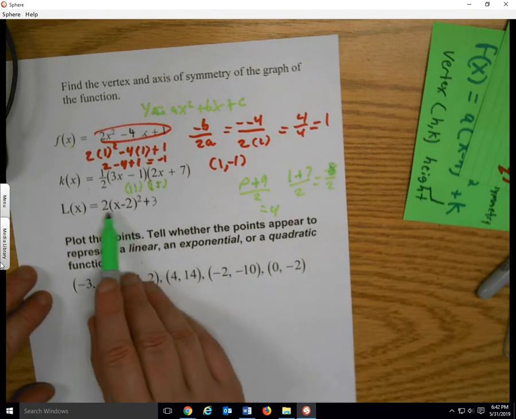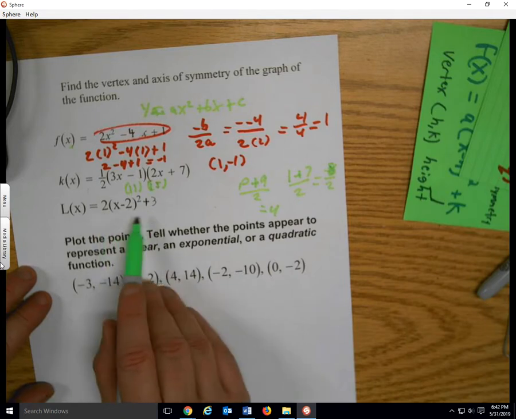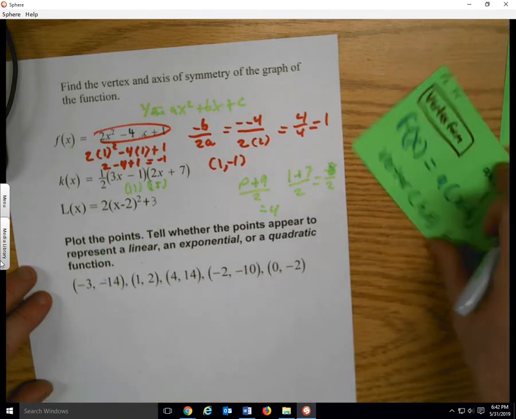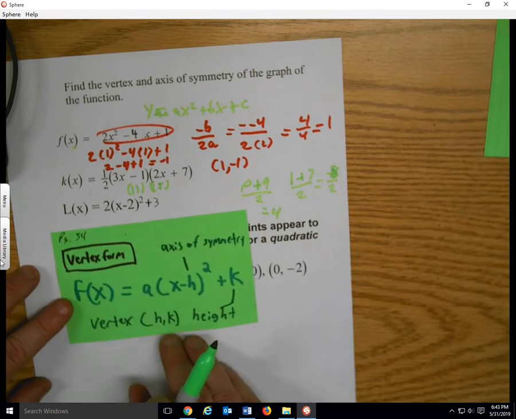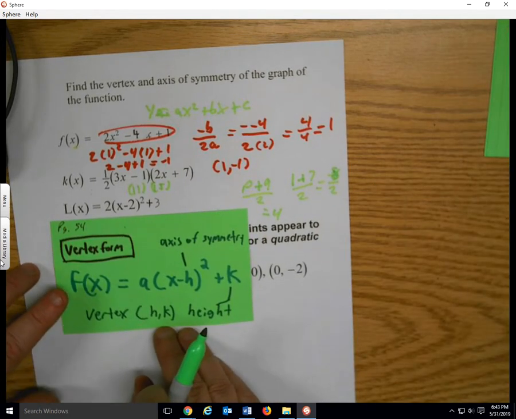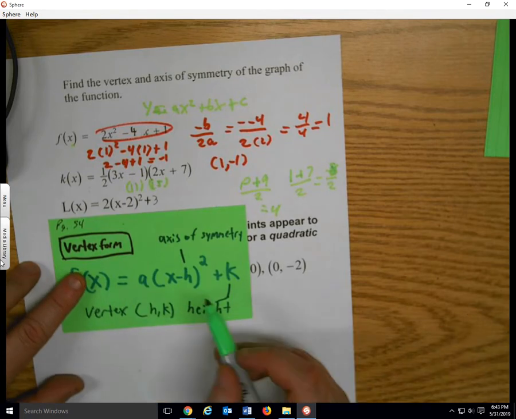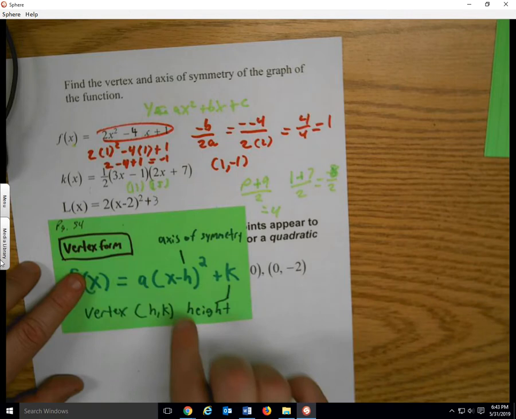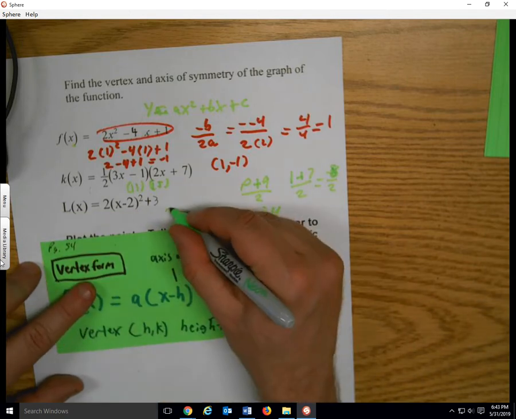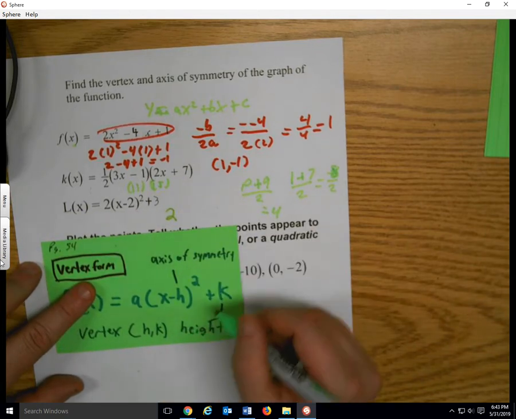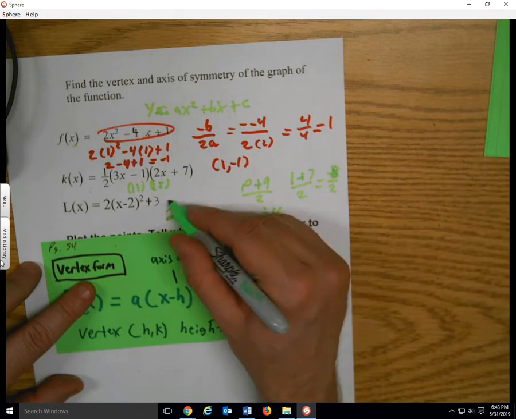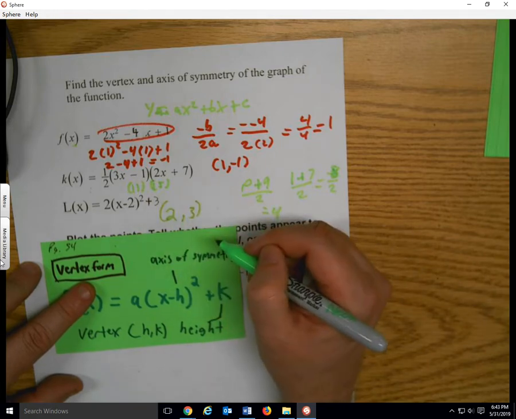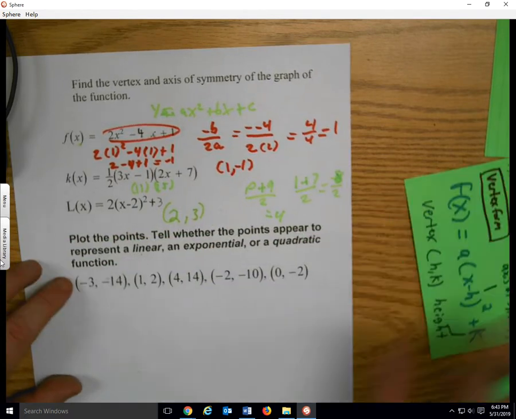What about this way? What form is that in? It's in vertex form. Okay. And the vertex form is probably the easiest because you just take the h and the k. The h is a -2, but since there's a negative in front, you write a +2. The k is a 3, so it's 3, and that's just simple. That's just done. That's easy.